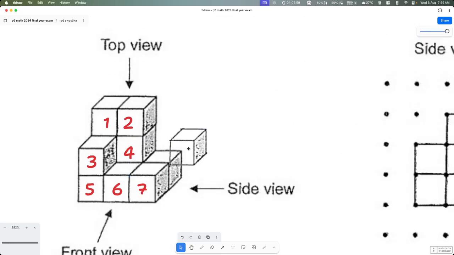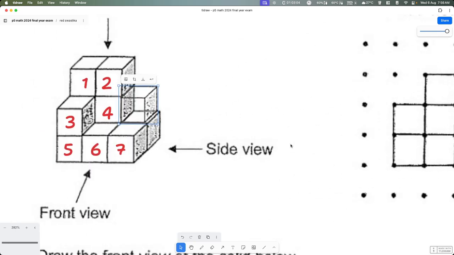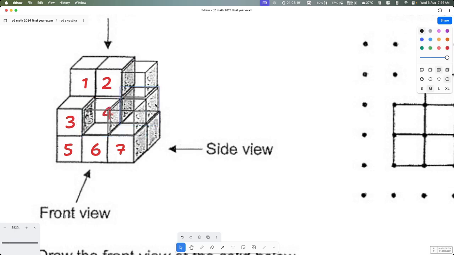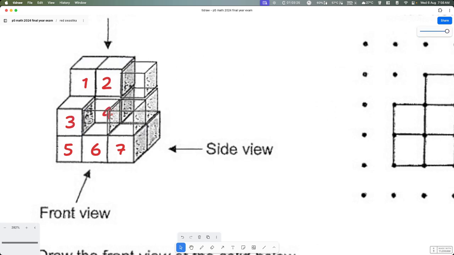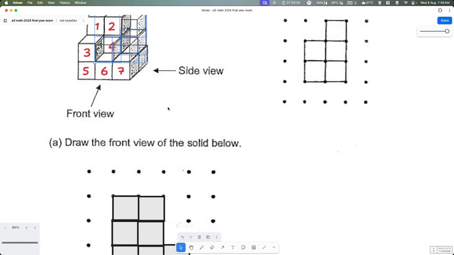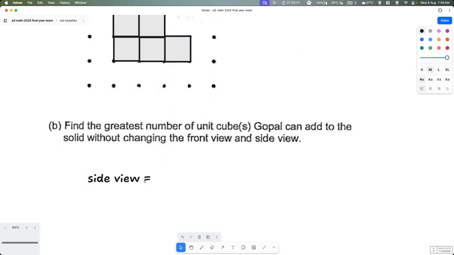So in essence, we can put this. What I did was to create another cube as what you see over here. What we want is to have the side view first. So we have one cube like this, and then another cube like this, and then another cube like this, and then another cube like this. In total, we have 4 cubes. So in this case, with 4 cubes added, we will get the side view.